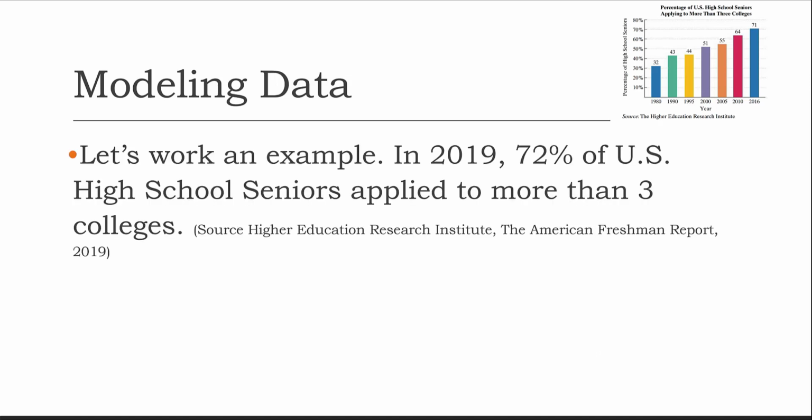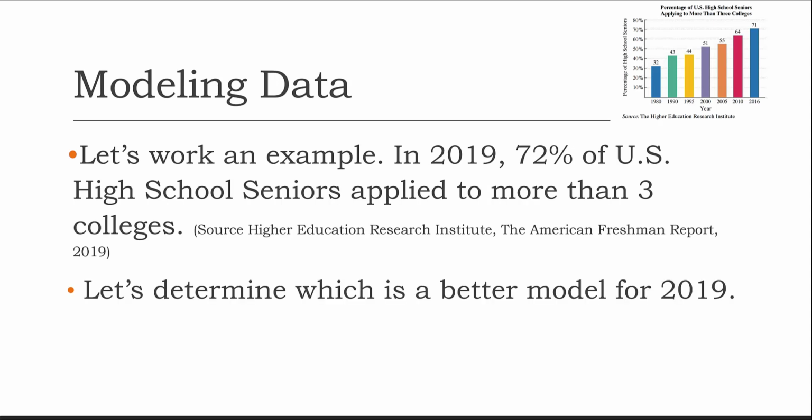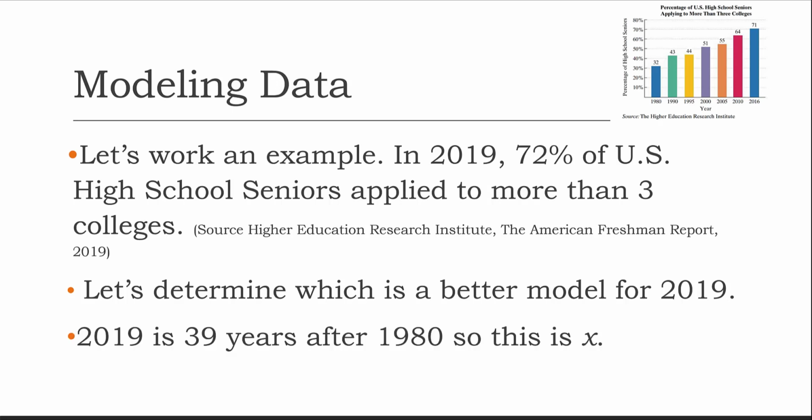Let's work an example. In 2019, which is not shown on the graph, 72% of U.S. high school seniors applied to more than 3 colleges. Let's determine which of the two models, the linear or exponential, is a better model for 2019. So 2019 is 39 years after 1980.